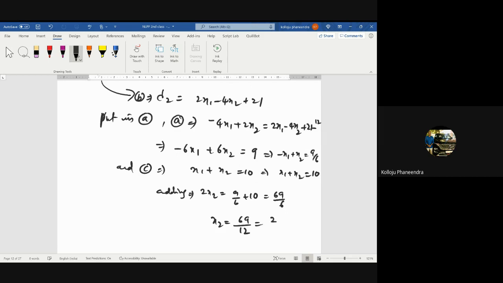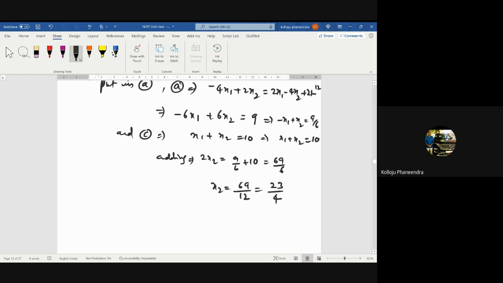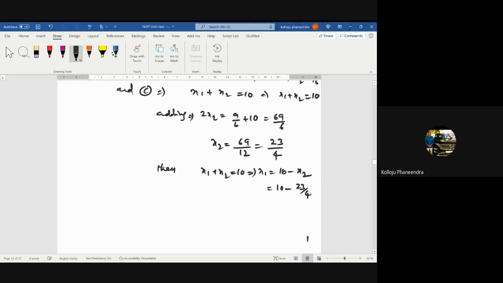That means x2 value is 23 by 4. Then x1 plus x2 equal to 10 implies x1 equal to 10 minus x2, so 10 minus 23 by 4. What is the x1 value? 40 minus 23, that means 17 by 4. Okay. And what is lambda 2?